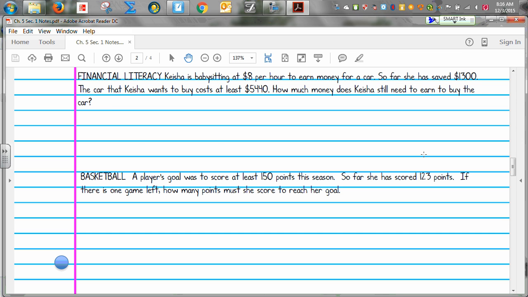So, what's my inequality here? The car that each one wants to buy costs at least what? Okay, so what direction does my inequality need to go? Look at the chart. Less. This way? Is that right? Okay.